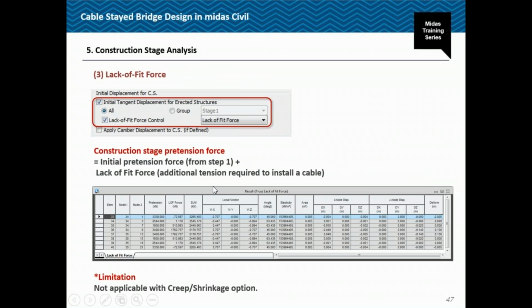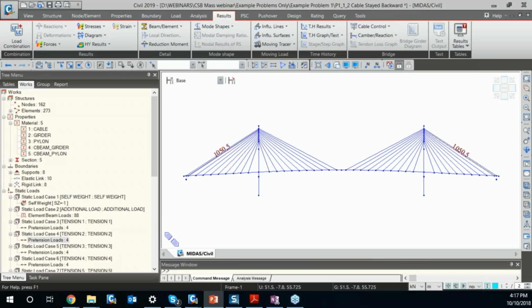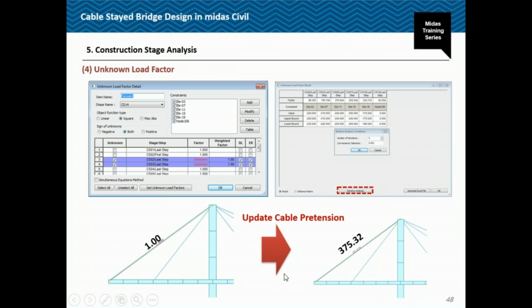This lack of fit option is there in this construction stage analysis control dialog box, where you need to turn on these options, the initial tangent displacement and the lack of fit force control. Then the program will give you the truss lack of fit force in a tabular format. So that is one lack of fit feature to determine the erection forces in construction stages.